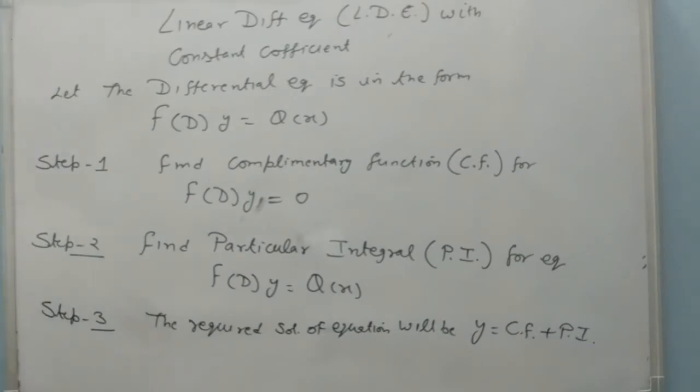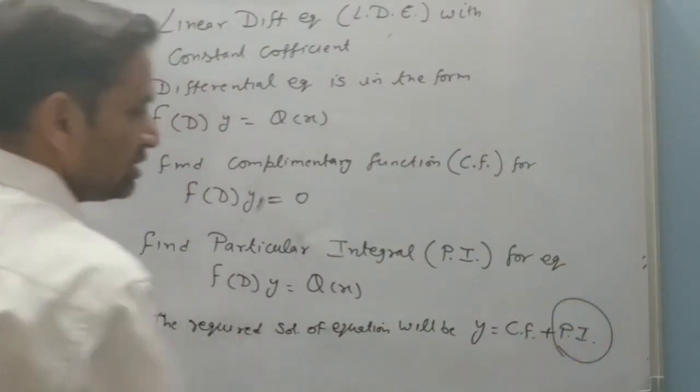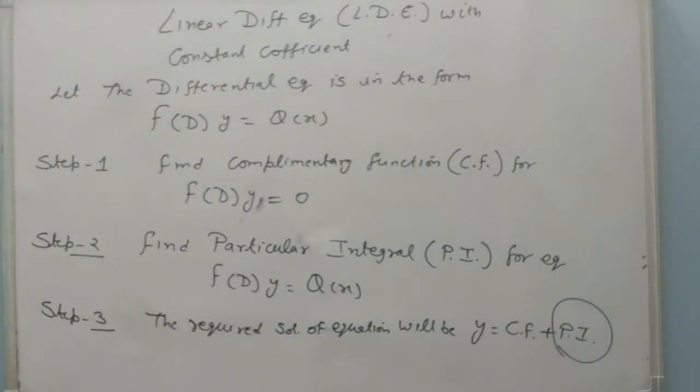The main thing is how to find this particular integral, how to find this PI. There are 5 different ways to find the PI for the different cases. So we will discuss all these 5 cases one by one. Let us start now.